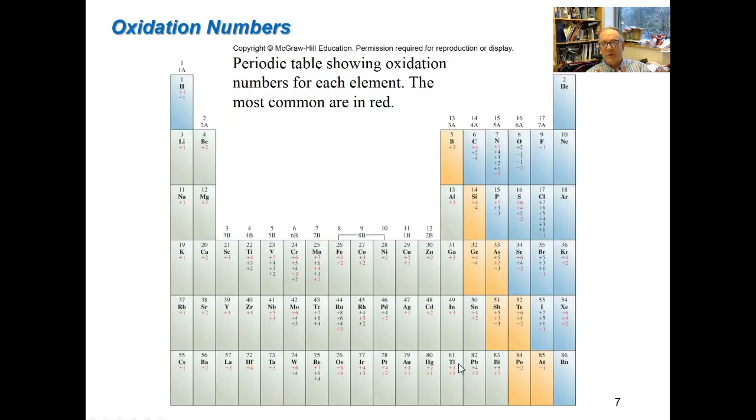So here's a periodic table showing the S, P, and D blocks, and you can see some oxidation numbers. And so for metals, it's pretty easy. The nonmetals become a little bit different, a little bit more difficult, and they can either be positive or negative.